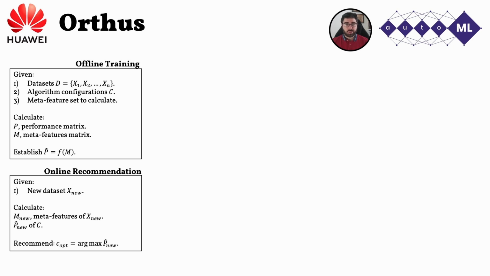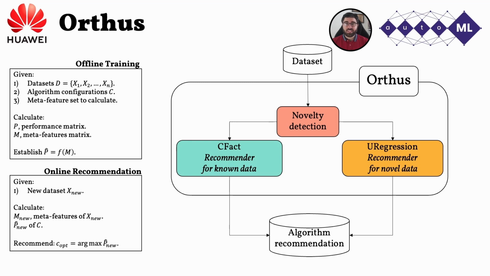During online recommendation, once a new dataset arrives, its meta features are calculated, from which a performance estimation of all the possible configurations is extracted, and then issuing a recommendation is just a matter of choosing the algorithm with the maximum estimated performance. Having said this, this is authors' diagram. As we see, it has three components, and we're going to go over each of them individually.